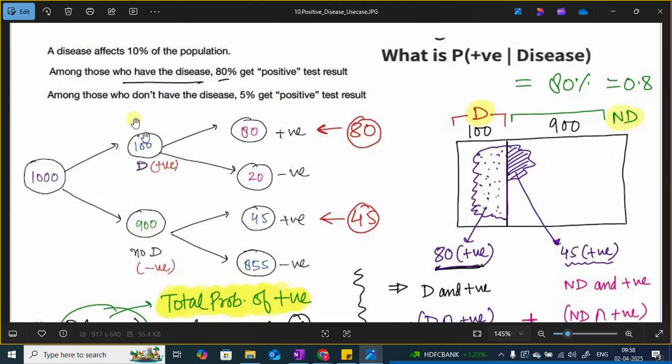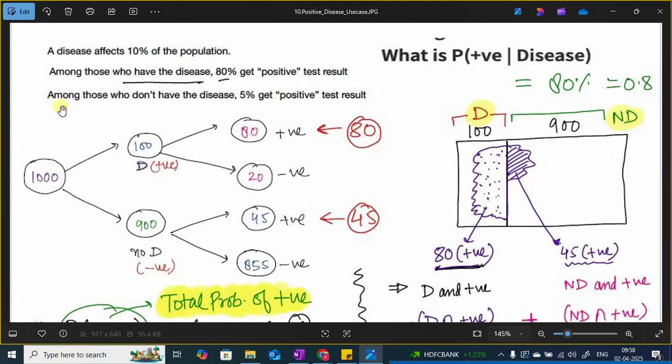Clear. Now, among those who have disease, which is the disease section? This one. This is non-disease, that's why it is no D. This is disease D. 80% get a positive result, meaning 80% of 100, nothing but 80. Out of 100 people, 80 people find out COVID positive. Now, 100 minus 80 is nothing but 20. 20 people find out COVID negative. They can enjoy, they are absolutely fine, free from any danger.